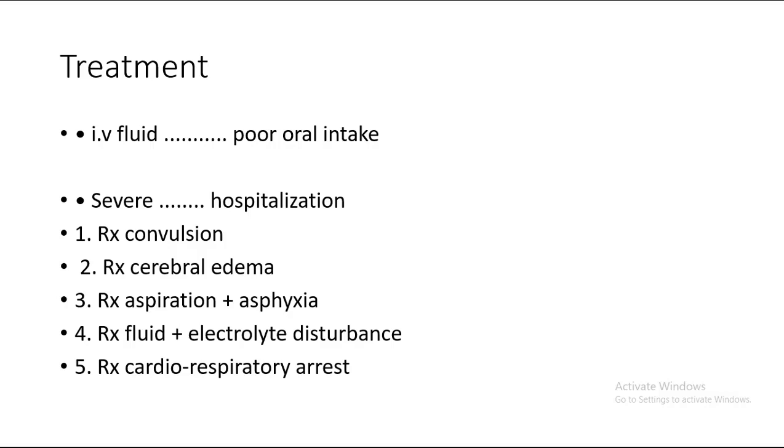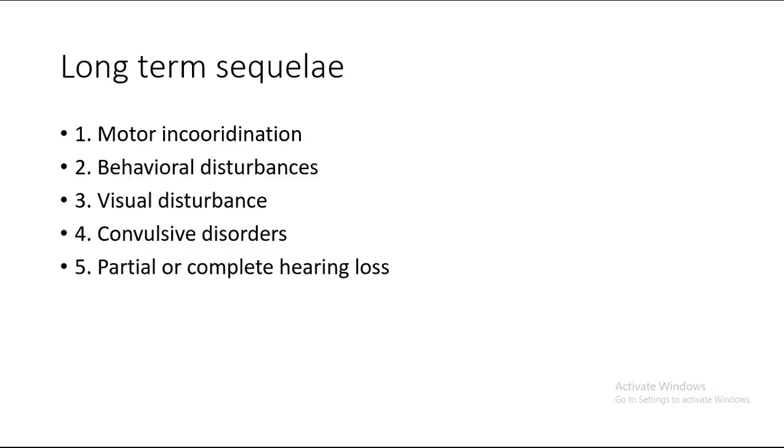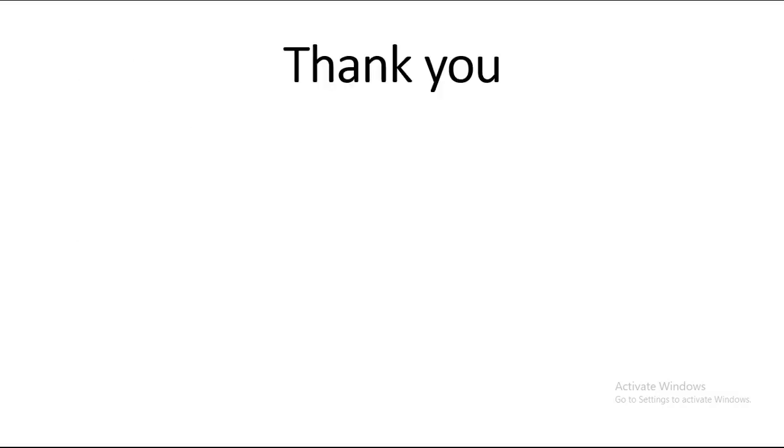In severe cases, you have to hospitalize the child, you have to treat convulsions, cerebral edema, aspiration asphyxia, fluid electrolyte disturbance, and we need to treat cardiorespiratory arrest. The management lines for many of these points were mentioned in the lecture of acute bacterial meningitis and in other lectures. The long-term sequelae are nearly the same as acute bacterial meningitis, and these include motor incoordination, behavioral disturbance, visual disturbance, epilepsy, hearing loss. And thank you.